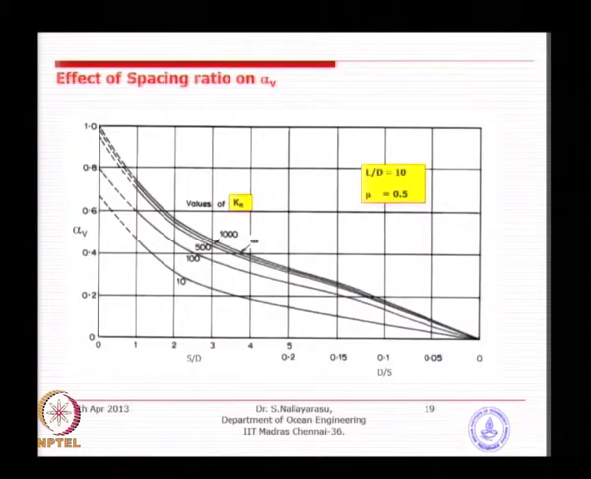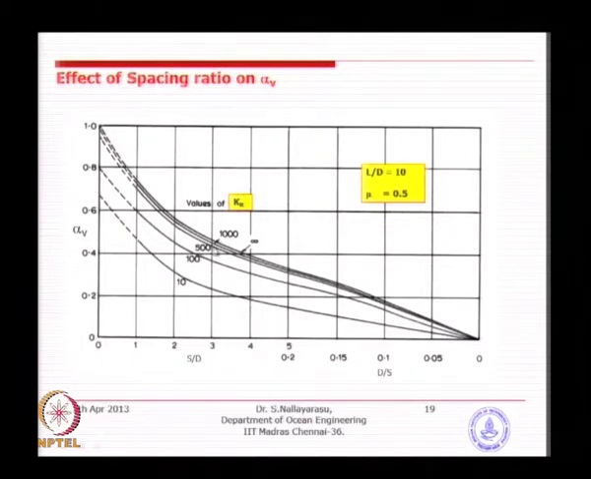There are so many charts, I think some 10 charts, just to give you guidance, so that if you want to use it in practice you can. Alpha v is on the vertical axis and the S by D ratio is on the horizontal axis, and the half of the graph on the right hand side is just D by S ratio instead of S by D ratio. So, you can use either D by S ratio or S by D ratio, and the alpha v value can be read for different values of Kr.